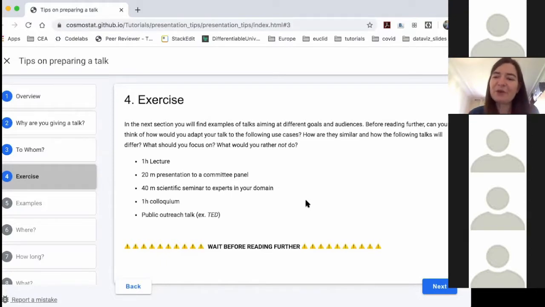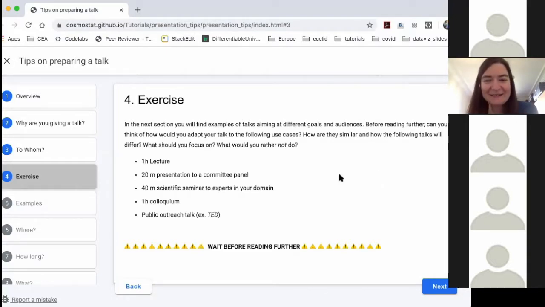Before I give you my description for these situations, try maybe to discuss a bit about that. What do you think is similar in these situations? Or what would you focus on within each situation? And in particular, how do you think they differ? What would you do in one situation that you wouldn't do in another one? For example, a 20-minute presentation to a committee panel. Is there anyone among you who would like to share some thoughts?